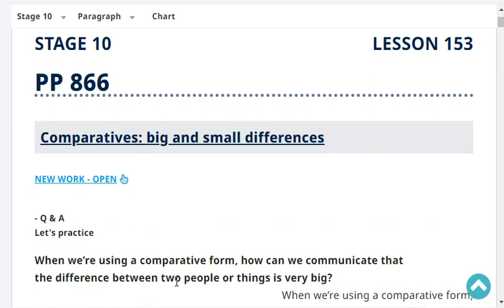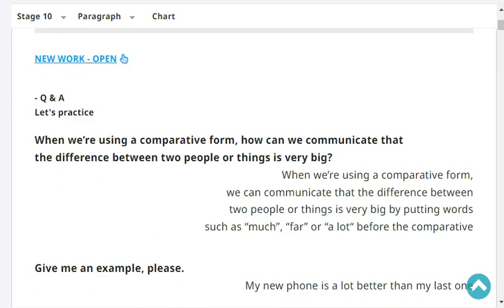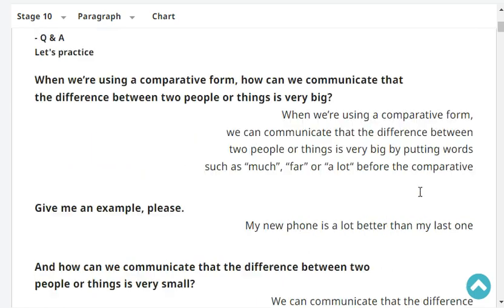First question. When we're using a comparative form, how can we communicate that the difference between two people or things is very big? When we are using a comparative form, we can communicate that the difference between two people or things is very big by putting words such as much, far, or a lot before the comparative. Very good.